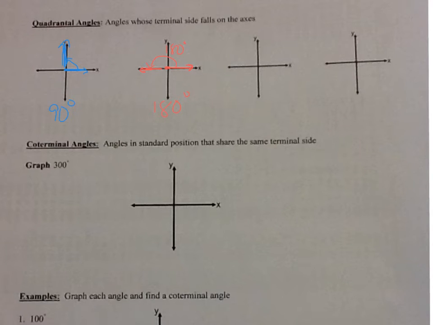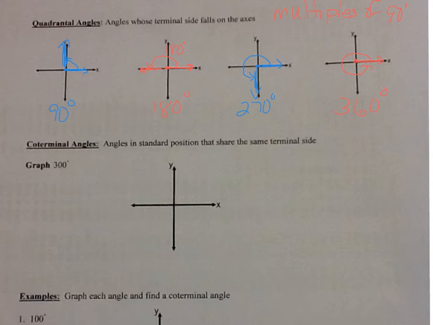Another one would be starting here on the positive x-axis and going around and stopping on the negative side of the y-axis. So that is 270 degrees. And we can have an angle that starts here, goes all the way around, and ends where it starts, so the terminal side is the initial side, and that would be 360 degrees. Those are quadrantal angles. They fall on the axes. So obviously they are multiples of 90 degrees.